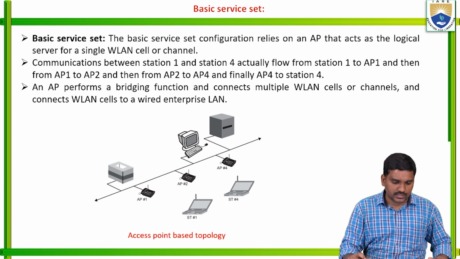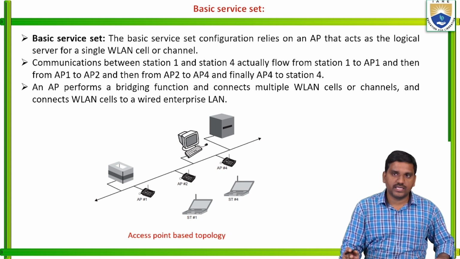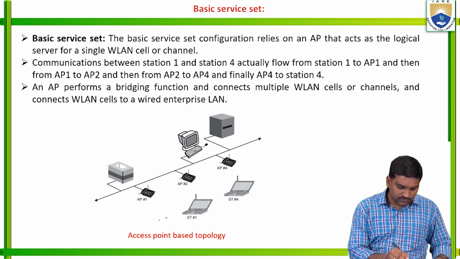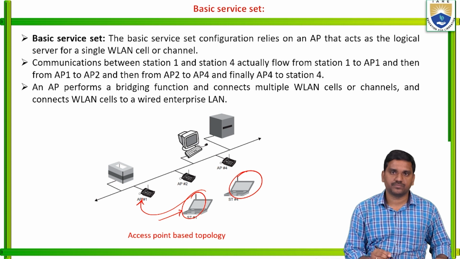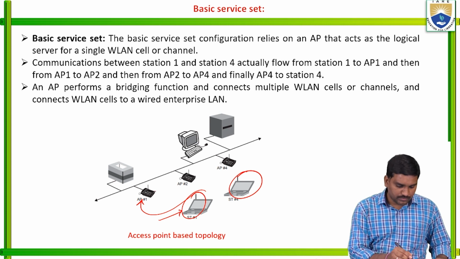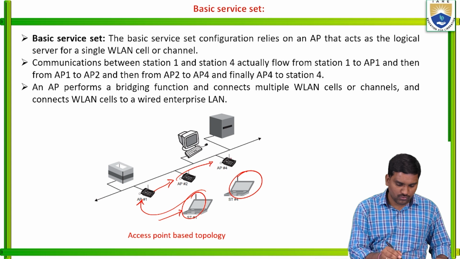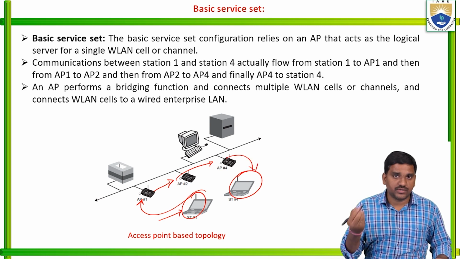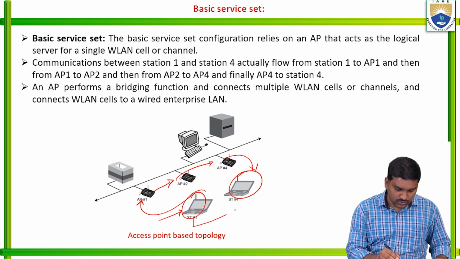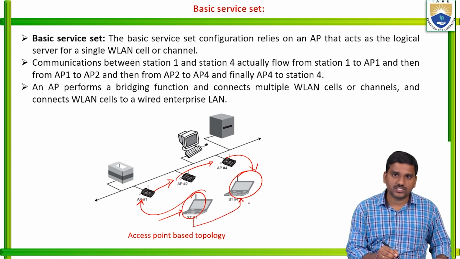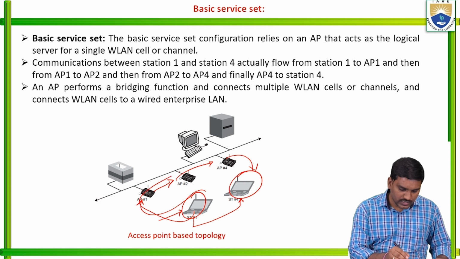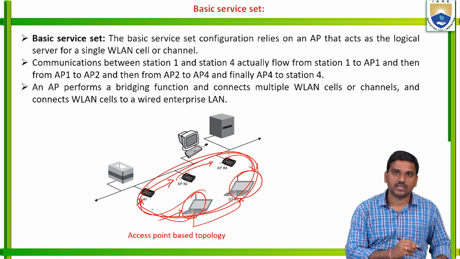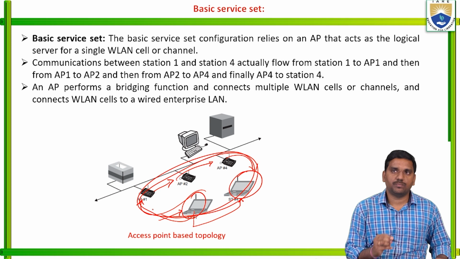The second topology is the basic service set. For example, if you want to send information from station 1 to station 4, first it goes to access point 1, then from access point 4 to station 4. The process begins from here to here, like this. So this is about the basic service set.